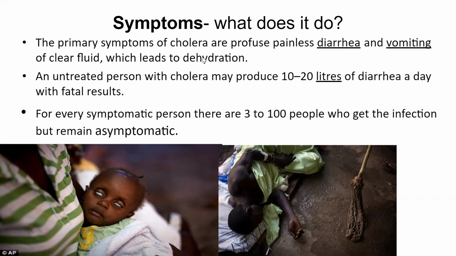This leads to shortage of water in your body. If the person is not treated immediately, they may lose 10 to 12 liters of diarrhea from their body, and that will lead to death. Fatal means the person will not survive. So you can see how weak these people look because of cholera symptoms. Anyone who is showing the symptoms is a symptomatic person. And for every symptomatic person, there are 3 to 100 people who get the infection but remain asymptomatic.